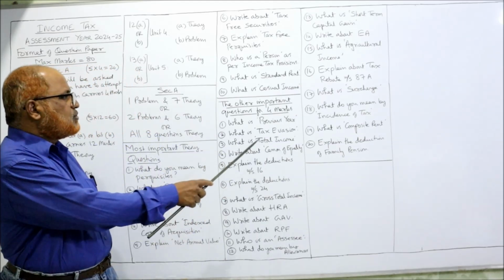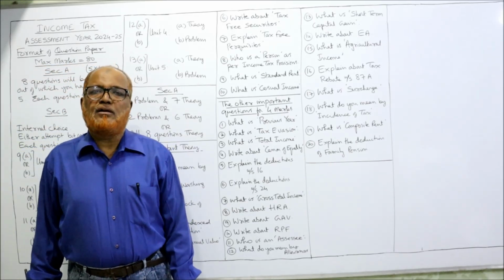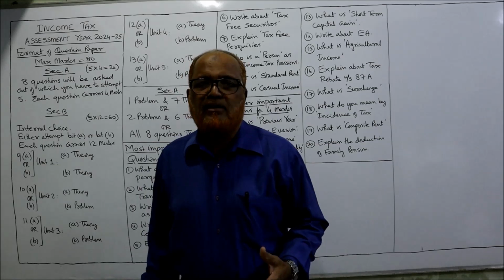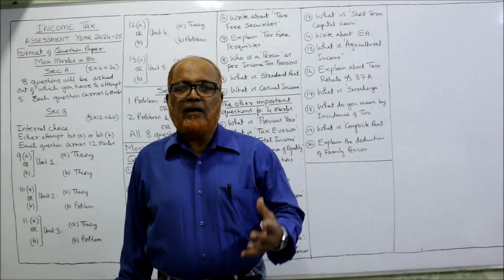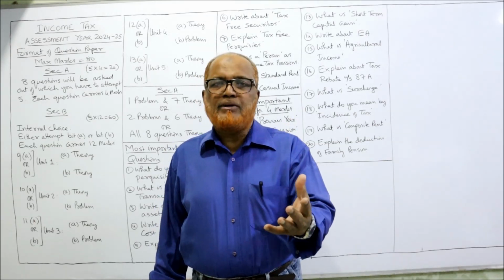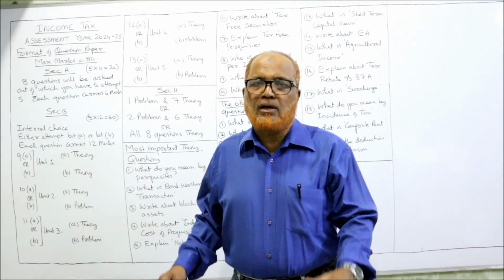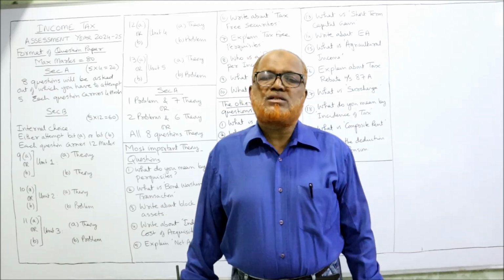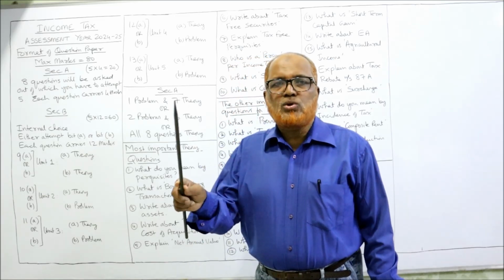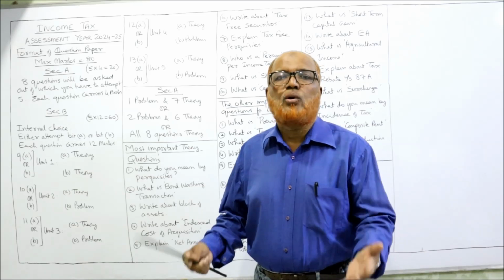Next comes what is total income. The Income Tax Act has given the procedure of computing the total income. The Income Tax Act says all the incomes should be divided into 5 heads. The 5 heads are income from salary, income from house property, profits and gains of business or profession, capital gain, and income from other sources. The total of these 5 is called gross total income. From gross total income, deductions are given under section 80C to 80U. So gross total income minus deductions under section 80C to 80U, you will get total income.